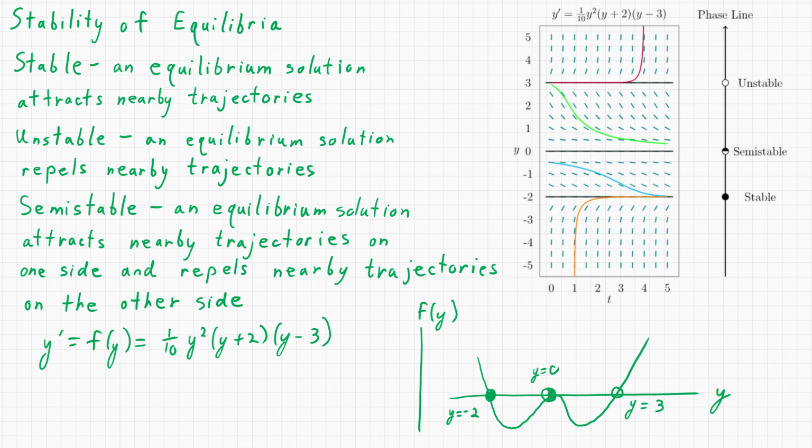So this is f of y, that's y prime. If y prime is equal to 0, we're at an equilibrium solution, it doesn't move, it stays there. At y equals -2, equilibrium solution doesn't move, y prime is 0. Y equals 0, equilibrium solution, y prime is 0. The value of y doesn't change. At y equals 3, equilibrium solution, y prime equals 0, so y is going to stay at 3 forever.